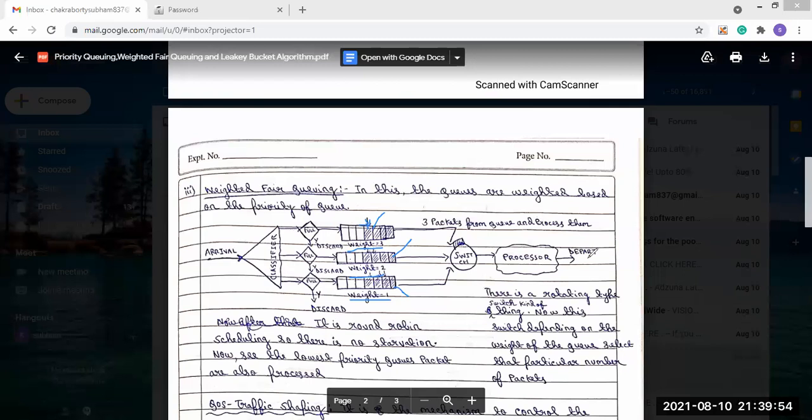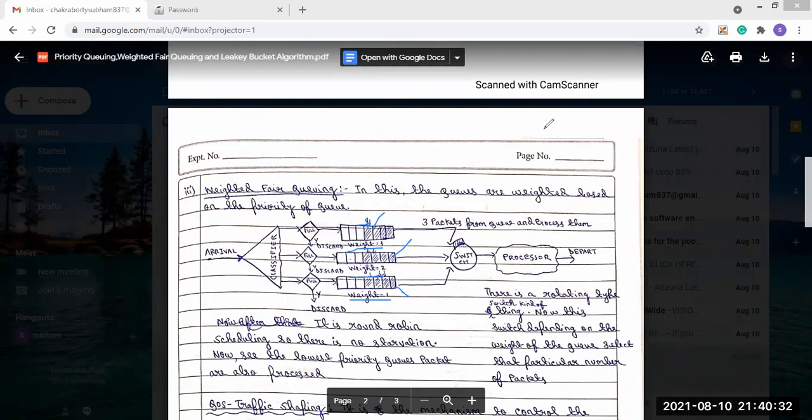If you see that, it is mainly what? It is round robin scheduling. This is basically the round robin scheduling concept. So there is no starvation problem. Now we see that in the lowest priority queue, packets are also processed. But in priority queuing, packets from the low priority queues are not processed, because the processor has a tendency to choose packets from the highest priority queue.